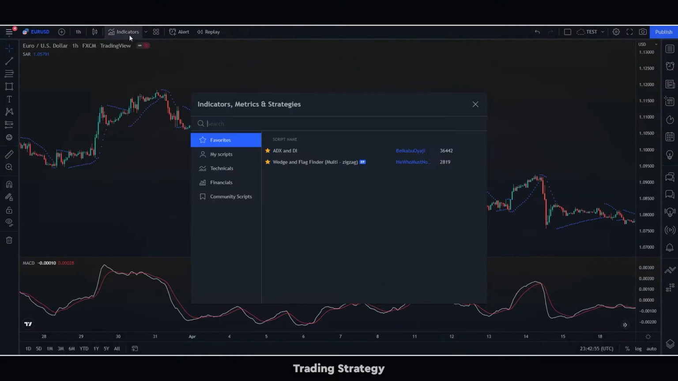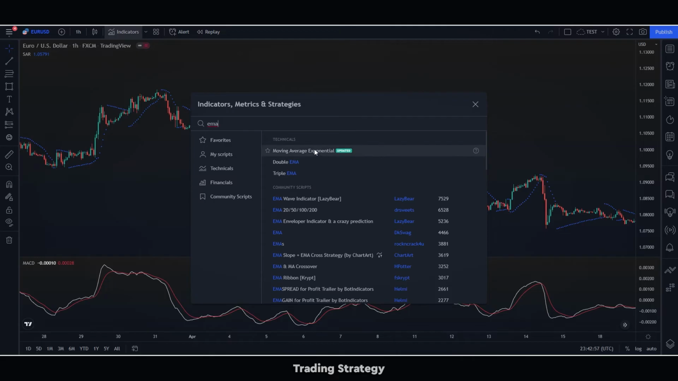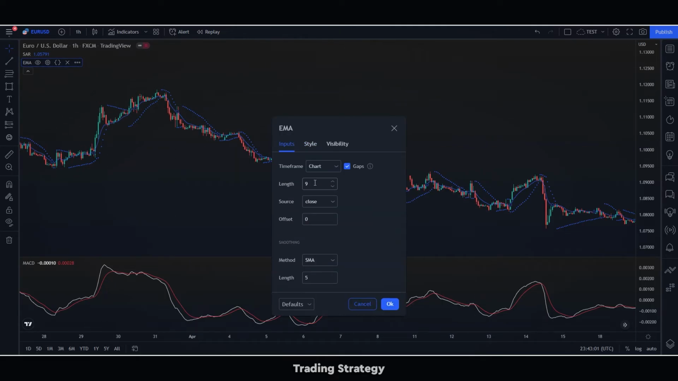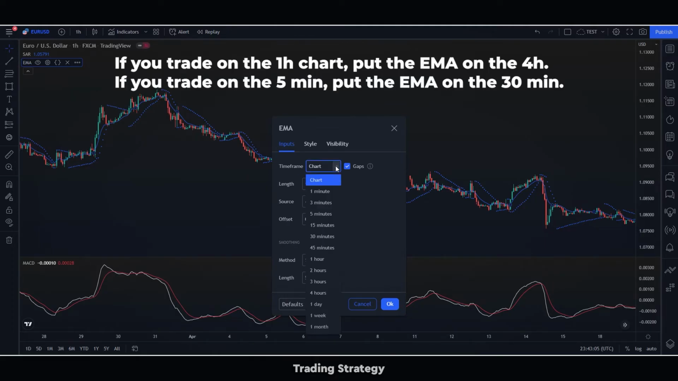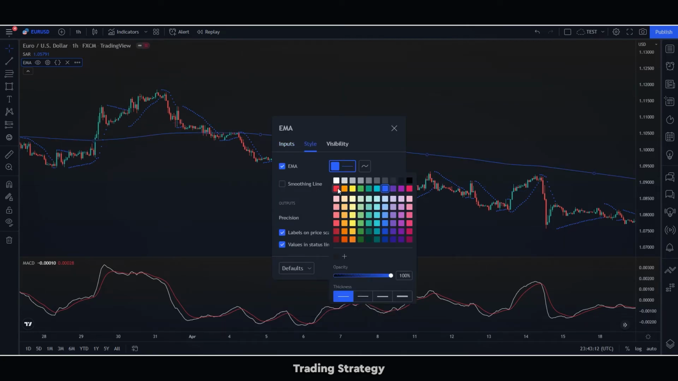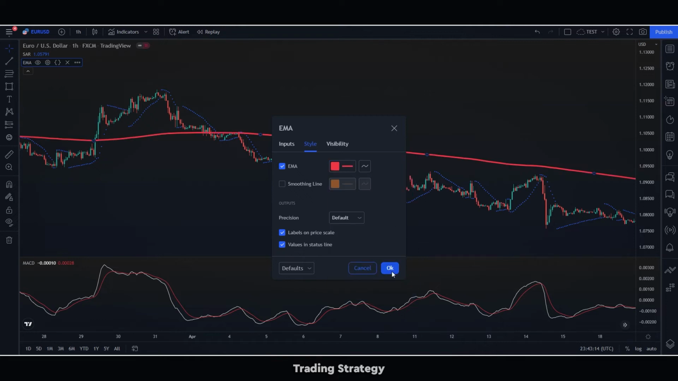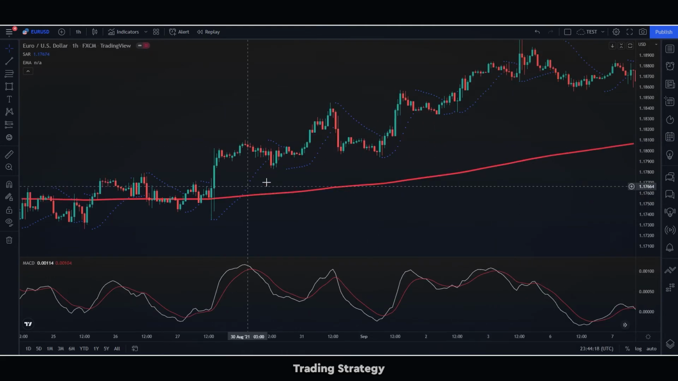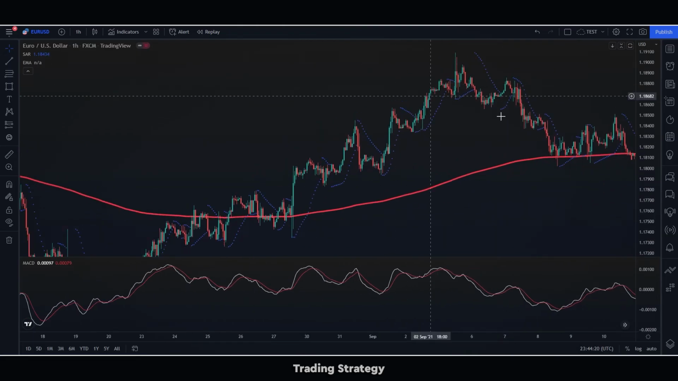In addition, we will select an exponential moving average, EMA. We will put it in 100 periods, in an hourly chart higher than the one we are operating. As I will operate in the 1-hour chart, I will put this EMA in the 4-hour chart. We will change the color to red, and we will increase the thickness to the maximum. This EMA will serve as a filter, that is, if the price is below the EMA, we will only carry out sell operations, and if the price is above the EMA, we will only carry out buy operations.